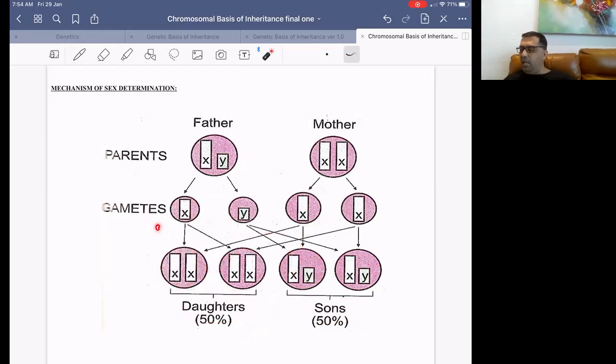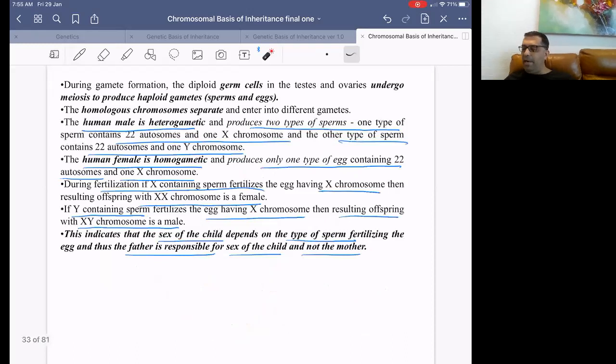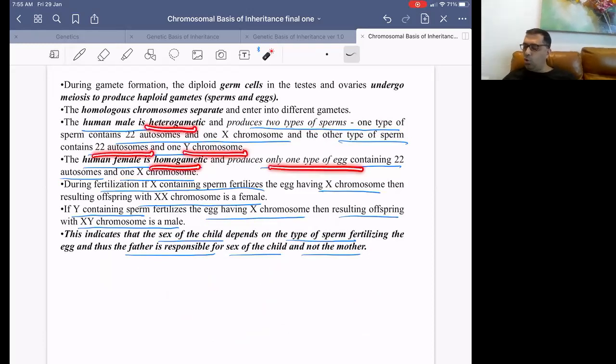So it is males who are heteromorphic. Males are heterogametic and produce two types of sperms. Females are homogametic and will produce only one type of egg containing the X chromosome. One type of sperm has 22 autosomes and one X chromosome, and the other type of sperm has 22 autosomes and one Y chromosome. That is males, heterogametic. Females are homogametic, producing only one type of egg containing 22 autosomes and one X chromosome.